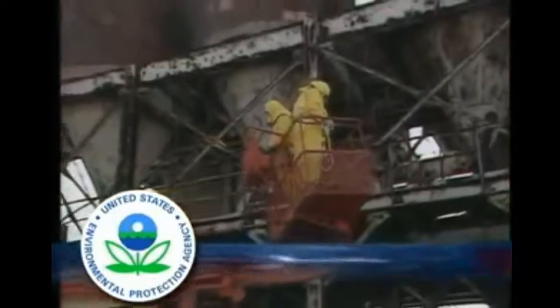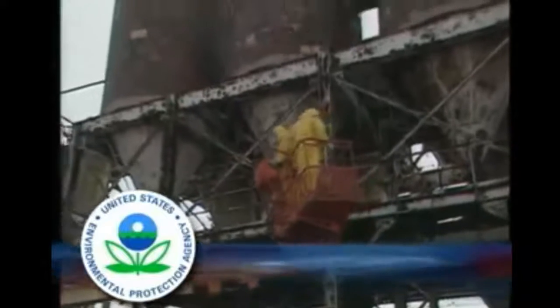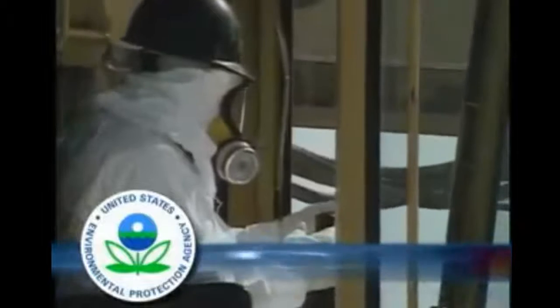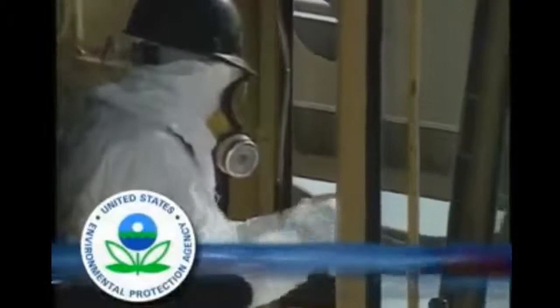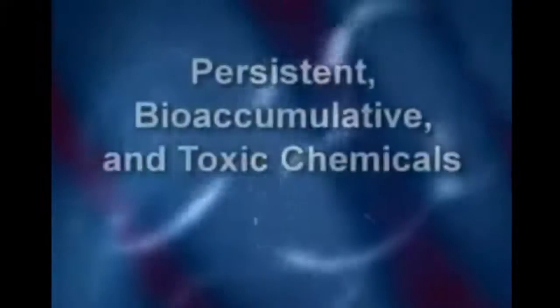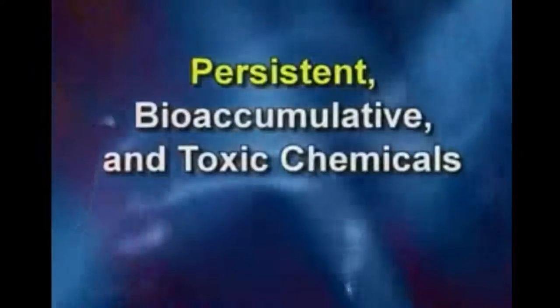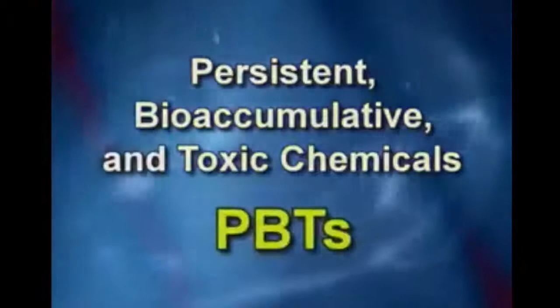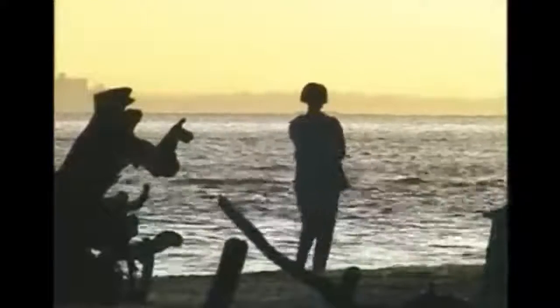EPA has also worked to methodically identify and clean up historical waste sites across the country, some of which are called Superfund sites. As part of their ongoing work to protect human health and the environment, EPA has identified a particular class of chemicals that deserve special attention and management. Collectively, this group of chemicals is classified as persistent, bioaccumulative, and toxic chemicals, or PBTs for short. These chemicals can remain in the environment a long time, and some may concentrate in the bodies of animals, including humans.